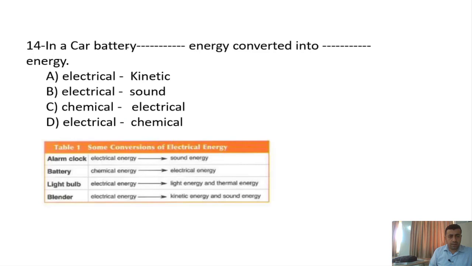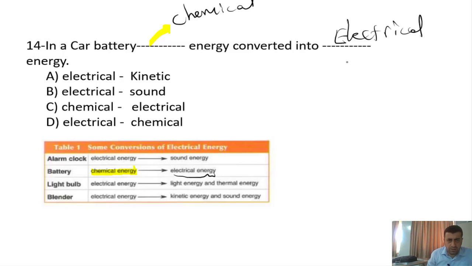In a car battery, energy is converted into energy. When you check here, car battery, first it is chemical, as you see here. First one it will be chemical. That means first one chemical converts into, as you see here, electrical energy. So chemical, electrical. So answer will be C.